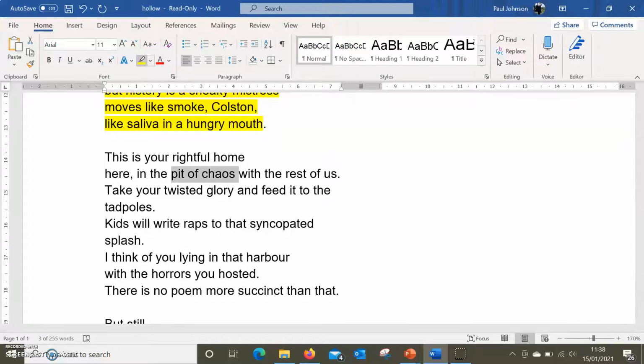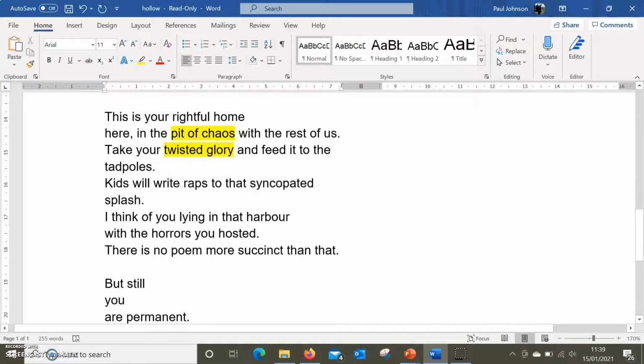It's a lovely line for imagery. Like when the statue's been torn down and all those people are cheering around it. It's like chaos. "Take your twisted glory and feed it to the tadpoles living in the water where the statue got dumped. Kids will write raps to that syncopated splash. I think of you lying in that harbour with the horrors you hosted."